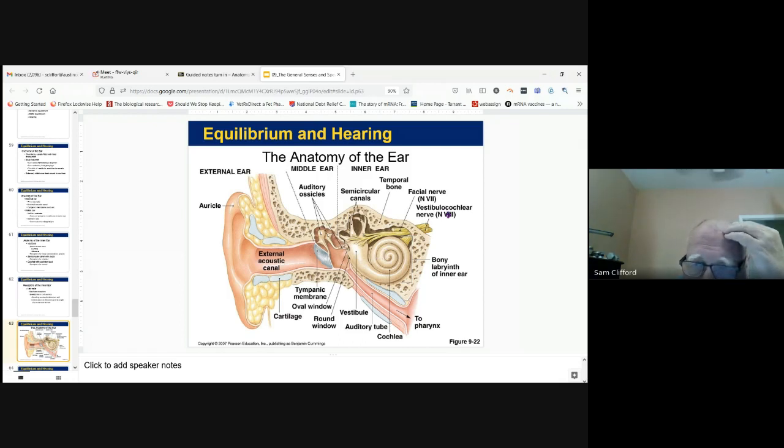So the vestibular cochlear nerve has a vestibular branch and a cochlear branch. The cochlear branch is involved in the process of hearing. The vestibular branch is involved in the processes of equilibrium. So the receptors for hearing are in the cochlea, while the semicircular canals, the vestibule, and other structures below the semicircular canals are involved in balance, static balance and dynamic balance.